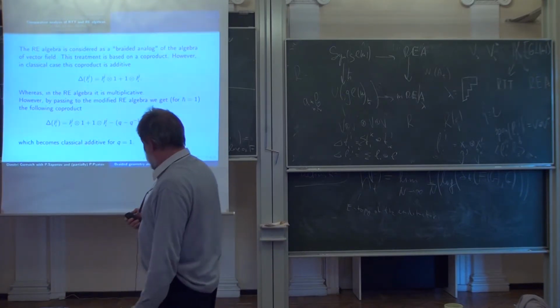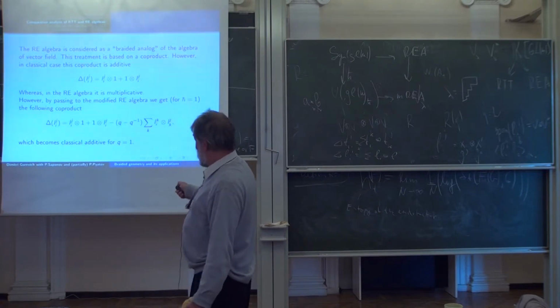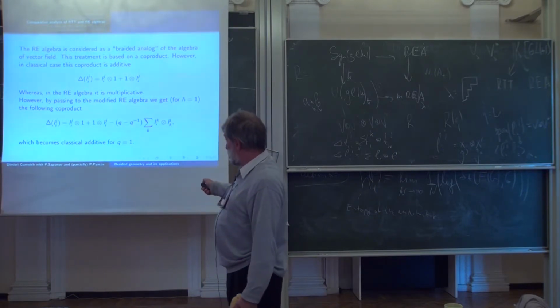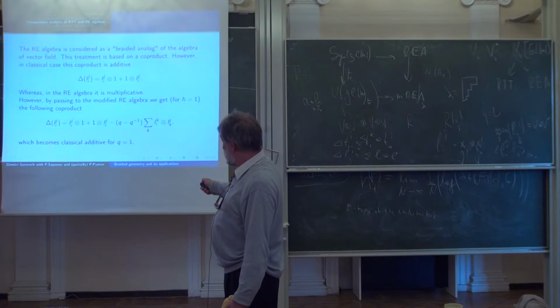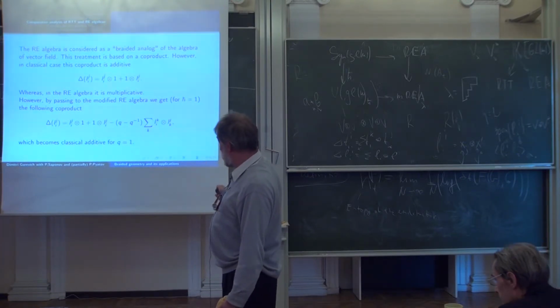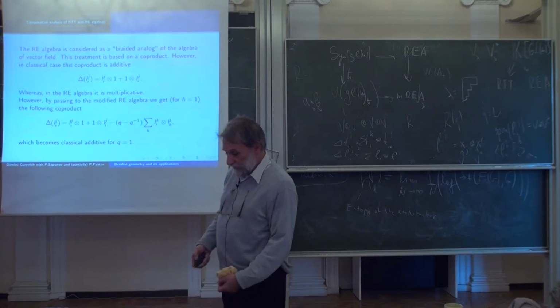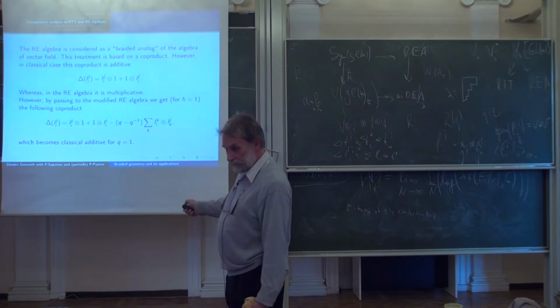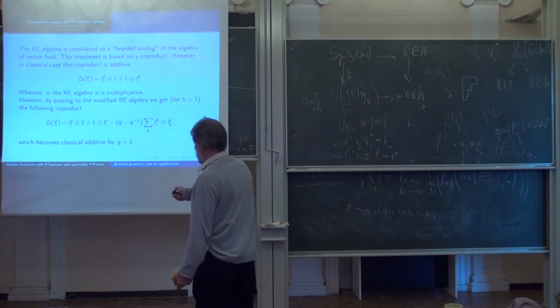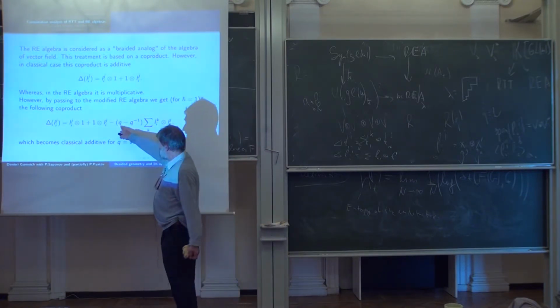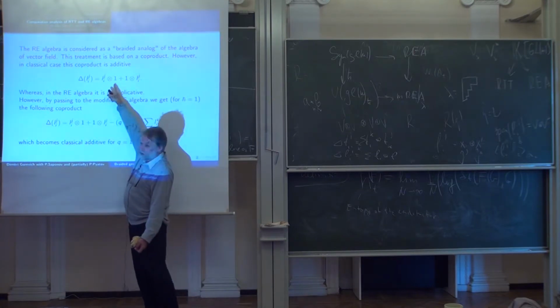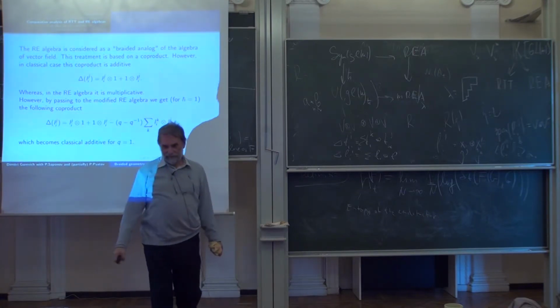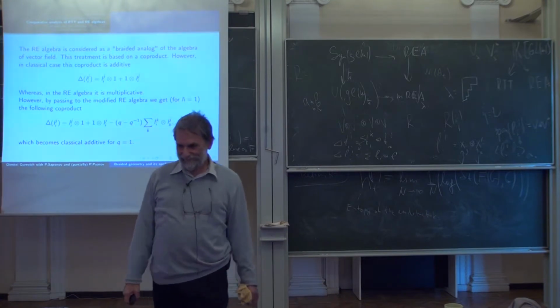Okay. Finally, now you see that in a Lie algebra, the coproduct on the generator is as follows. But if we consider the modified reflection equation algebra, which is the reflection equation algebra with the changed basis, the coproduct becomes as follows. In this situation, you see that if Q goes to 1, we have just a similar coproduct.